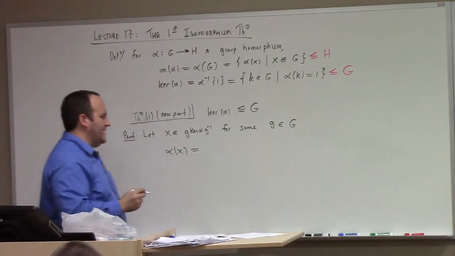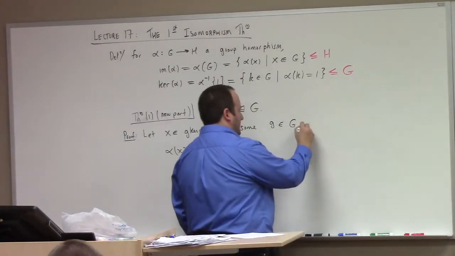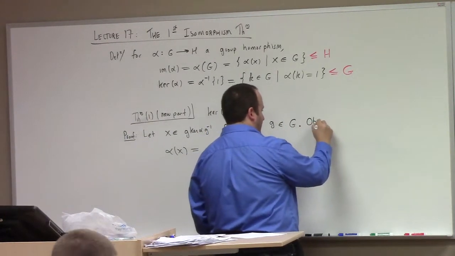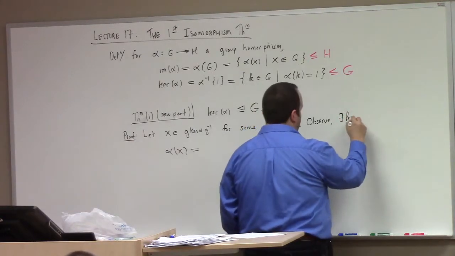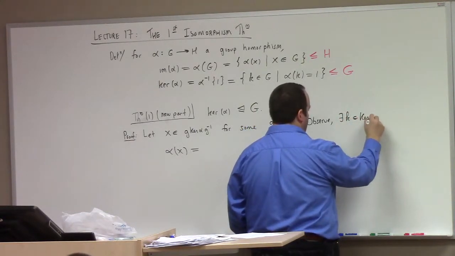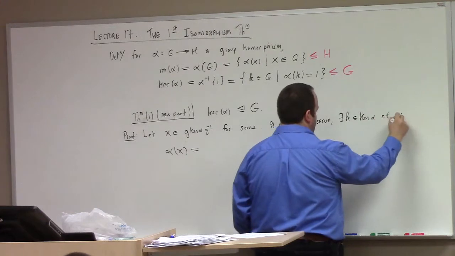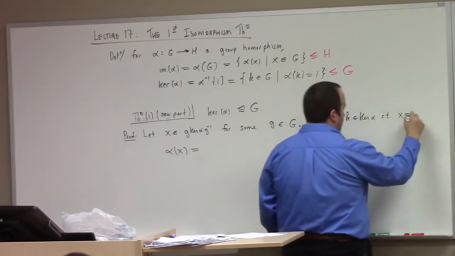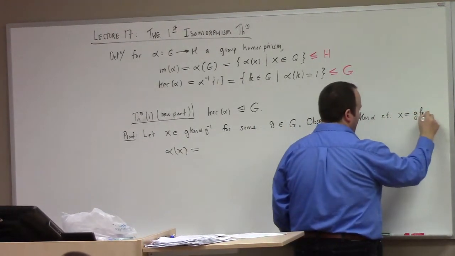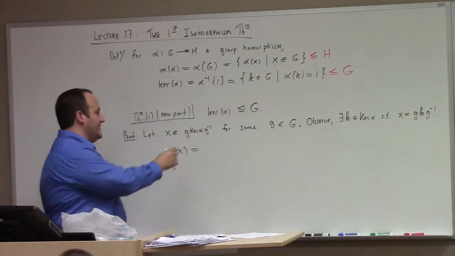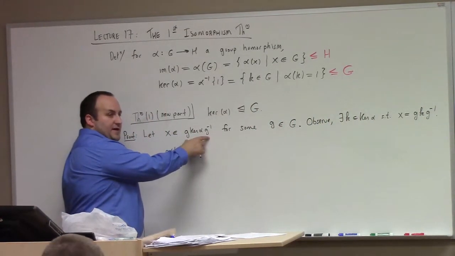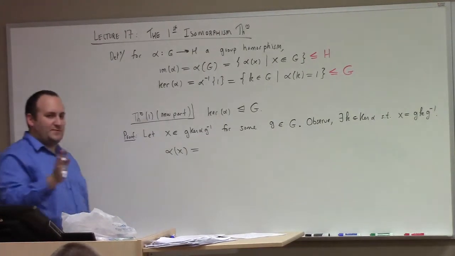Oh, I'm sorry, I've forgotten something. This is kind of important. Observe, there exists k in the kernel of alpha such that x equals g k g inverse, right? By definition, if I say x is in this set, that means that, and sorry guys, there's something I must apologize for.